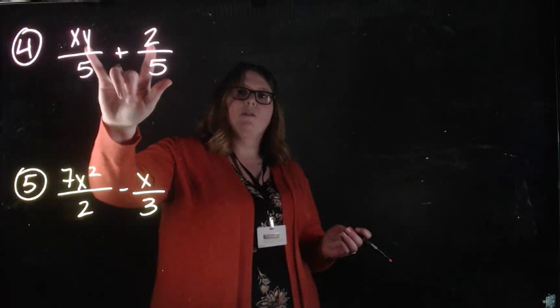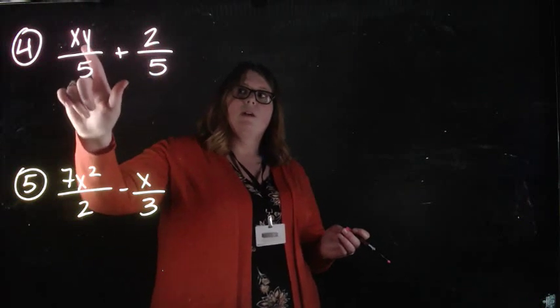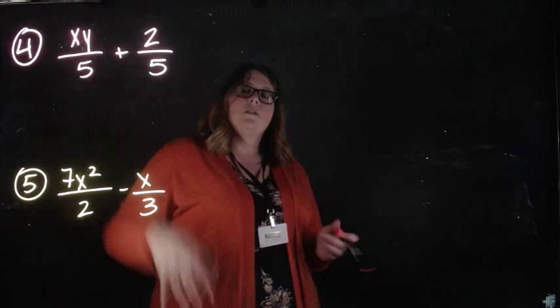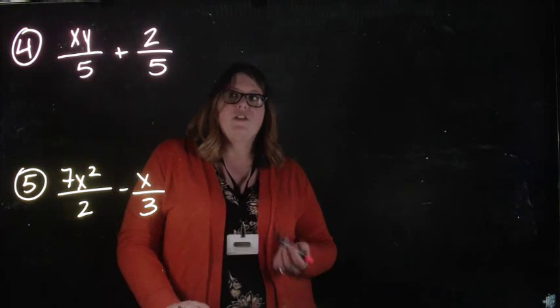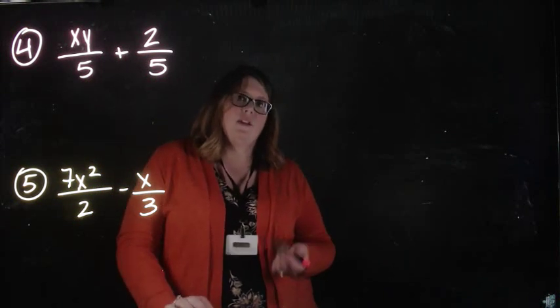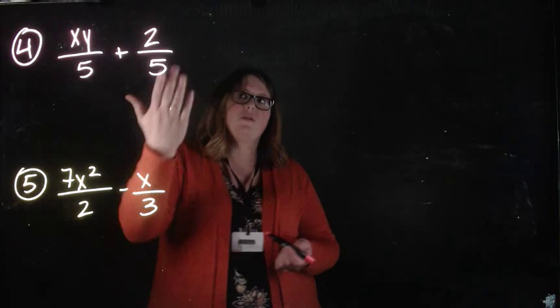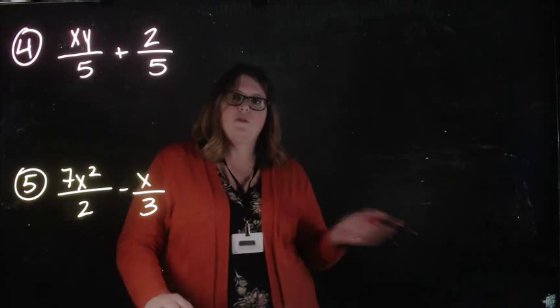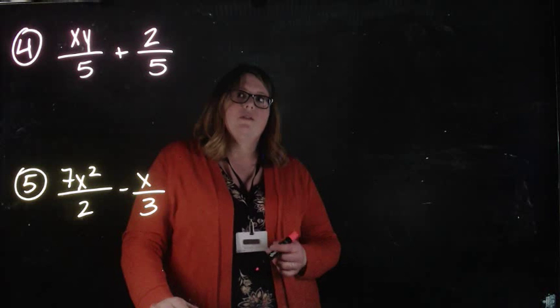So now we just look at our numerators and we want to add them. So we have xy plus 2. So now you just have to ask yourself if those are like terms. Do they have the same variable and exponent attached? So the 2 is just a whole 2. There's no variables attached to the 2. So we can't combine them.